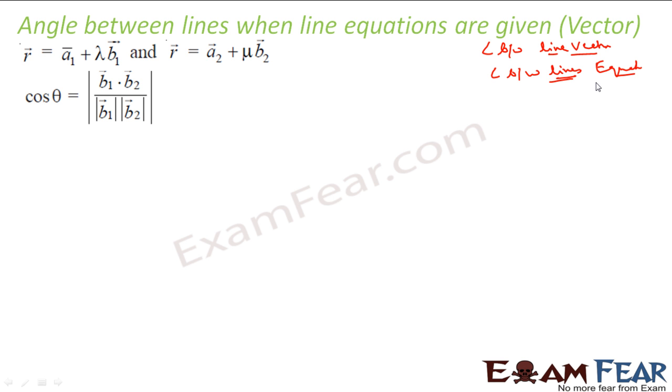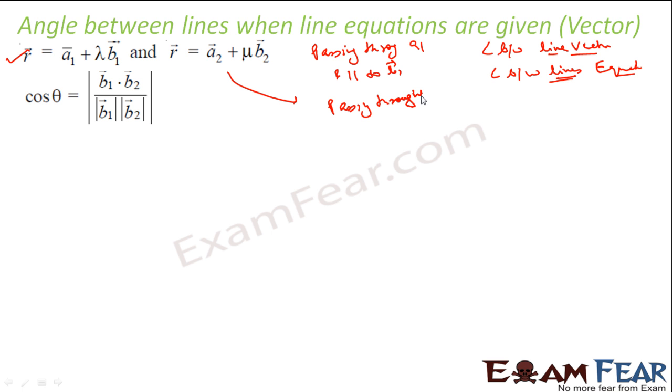For example, let's suppose there are two lines represented by a1 plus lambda b1 and a2 plus lambda b2, where b1 is not the point actually. So this is the equation of a line that is passing through a1 and parallel to the b1 vector, right, and this other one is the line passing through a2 and parallel to the b2 vector, right.